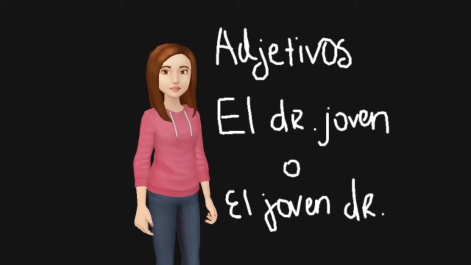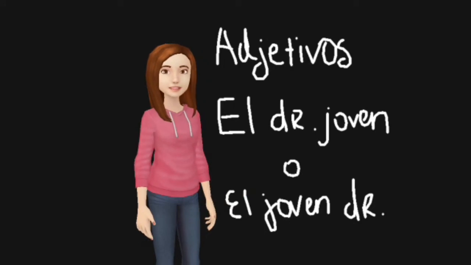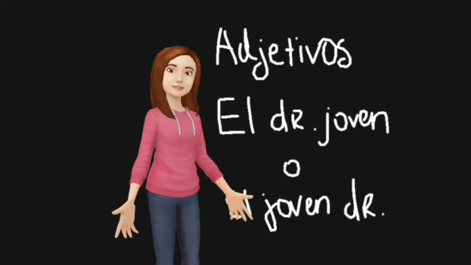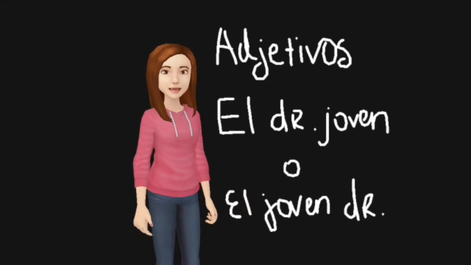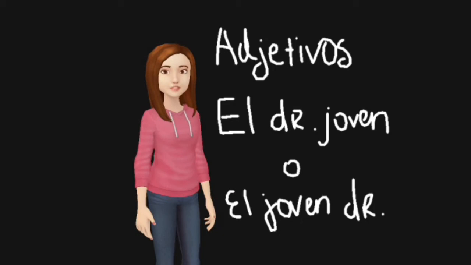Hello everyone. In today's lesson, we're going to learn about adjectives and where to place them. By now you know that they agree with the noun in number and gender. But if we say el doctor joven, we mean something different than if we say el joven doctor. So let's begin. In Spanish, we have two types of adjectives.